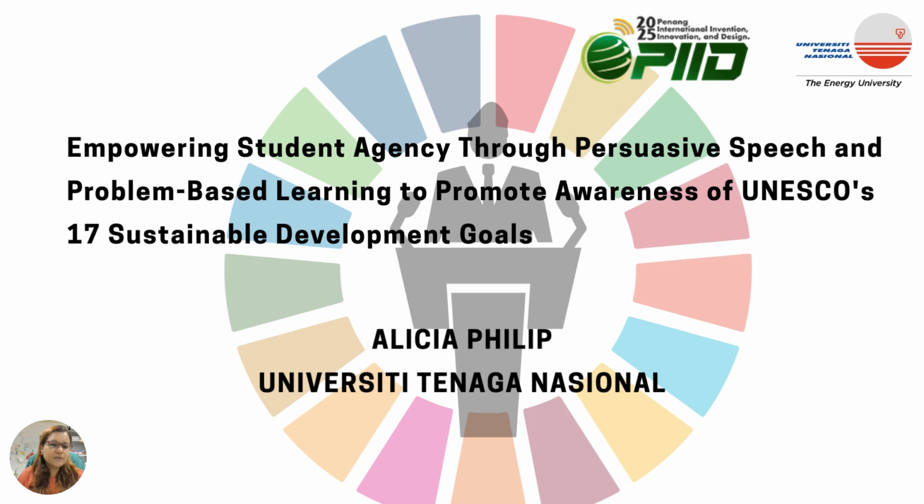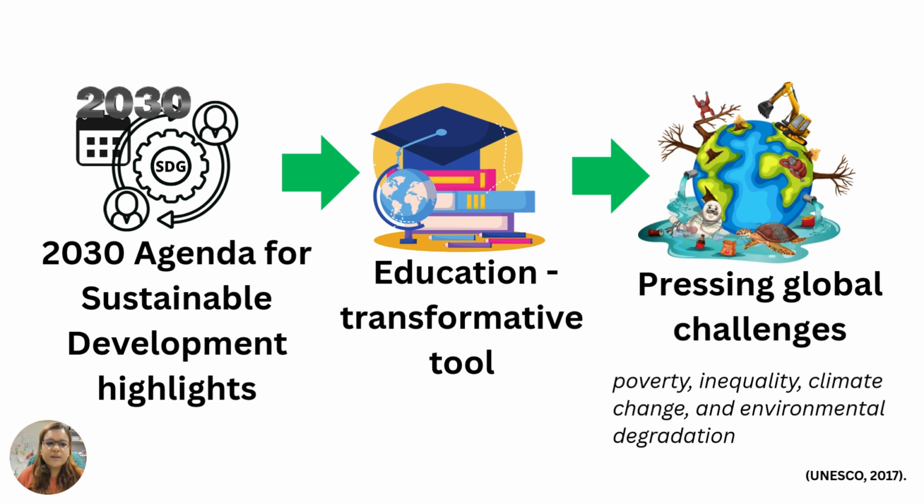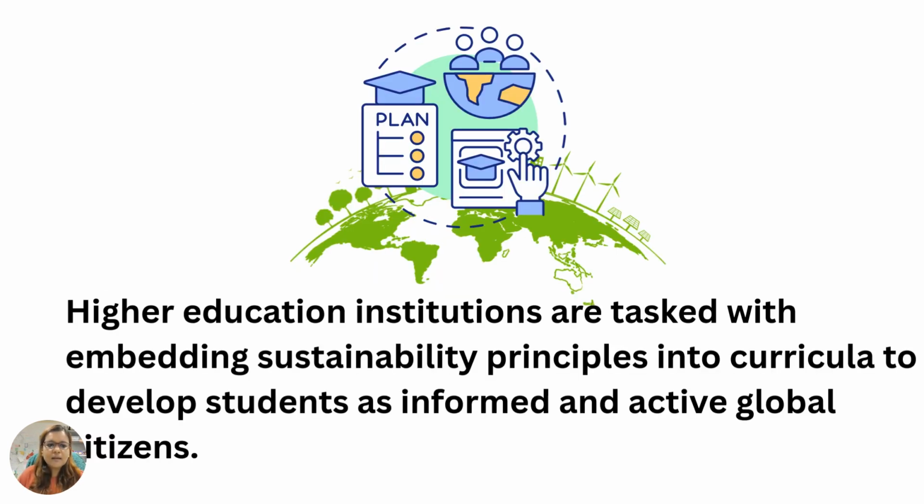I'll be talking about how I empower student agency through persuasive speech and problem-based learning to promote awareness of UNESCO 17 SDG. As for the introduction, we understand that the 2030 Agenda for Sustainable Development highlights that education is a core transformative tool to address pressing global challenges such as poverty, inequality, climate change, and environmental degradation. So the higher education institutions are tasked with embedding the sustainable principle into the curricula to develop students as an informed and active global citizen.